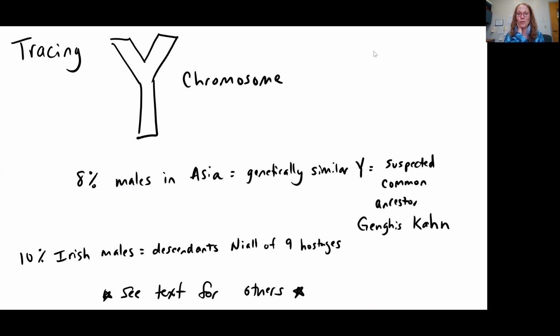And the same can be done for Irish males. 10% of Irish males have been traced using their Y chromosome to be descendants of 9 hostages. So there are several examples given in the textbook. And in most of these cases, these fathers are conquerors. So, you know, in this case, I'm just going to say it, basically rapists, spreading their seed, and we can see that traced out in these Y chromosomes. That's kind of interesting.